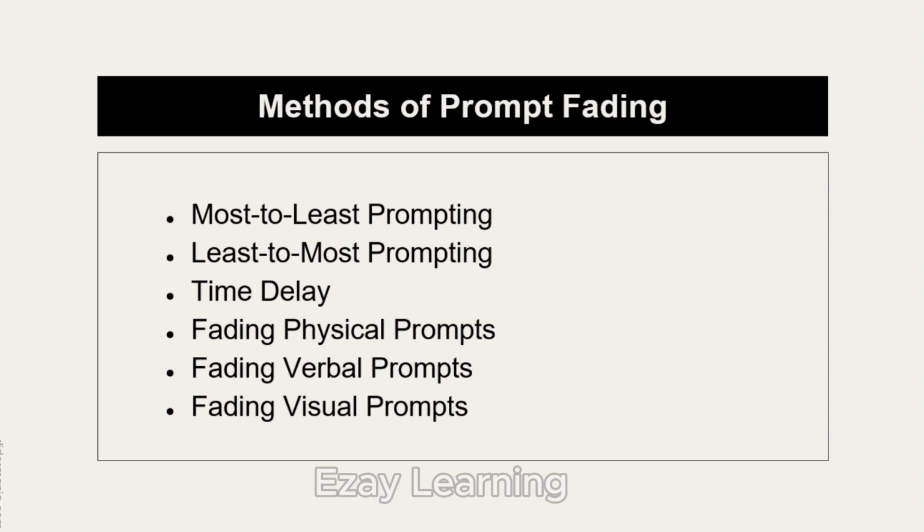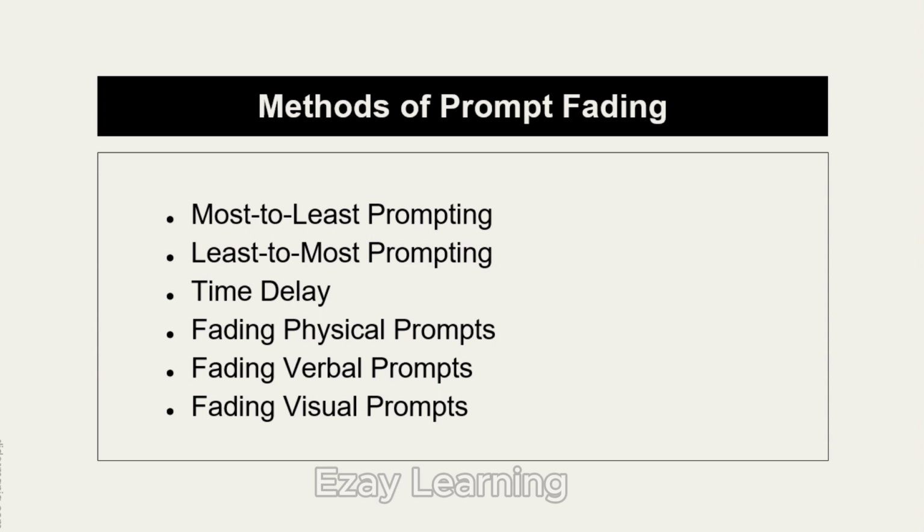Now, least to most prompting. Begin with the least intrusive prompt, for example, verbal or gestural, and the level of prompting is increased only if needed, as we are coming from least to most prompting. For example, if the learner struggles with a verbal cue, add a gestural or physical prompt.